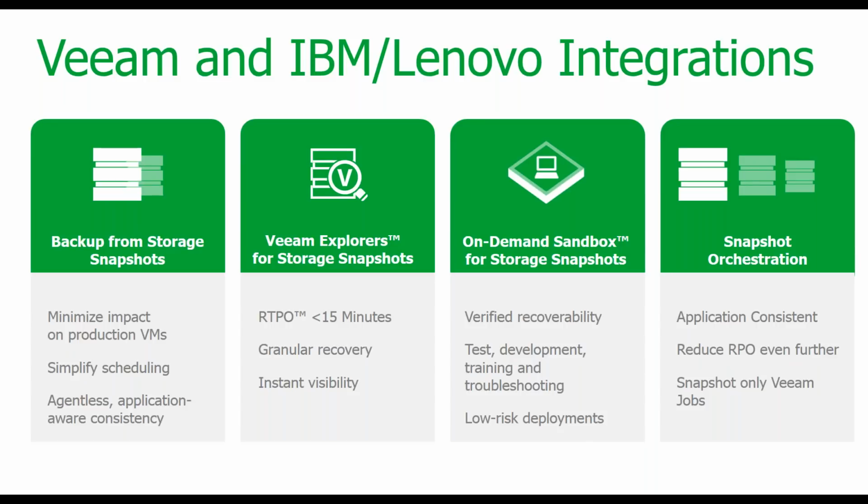You'll also be able to leverage a new Veeam Explorer for IBM and Lenovo storage snapshots to get fast granular recovery. And you'll be able to lower the risks that are associated with your deployments by creating isolated copies of production by using our on-demand sandbox to test and to troubleshoot workloads before you roll them to production. And then finally, you get snapshot orchestration at primary storage to improve RPOs and mitigate potential data loss by using snapshot-only jobs to create additional, more frequent recovery points. So this is just another great addition to Update 3.